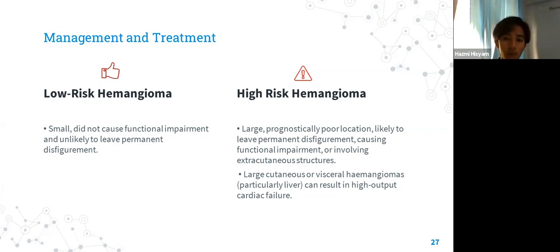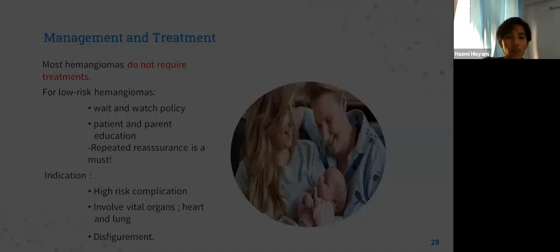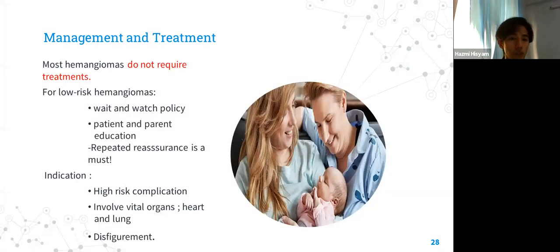High-risk hemangioma means it is large, in a prognostically poor location, such as the eyes, or affects the upper respiratory tract, or is likely to leave permanent disfigurement, or causes functional impairment, or involves extracutaneous structures, such as the liver. A high-risk hemangioma is also one that is a large cutaneous or visceral hemangioma, because it can result in high output cardiac failure.